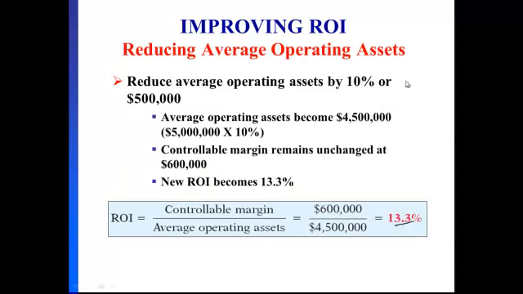And then the third way is to reduce the number of assets that he is using. Now, in this case, he had 5 million in assets. Well, if I can reduce the assets without affecting my sales, then my controllable margin remains the same, 600,000, but my operating assets go down, so my ROI goes up. So you see, a manager at this level is handling three things at all times. He's trying to promote more sales, control costs, and make sure that the operating assets he's using are no more than what he really needs. And in that way, he will maximize his ROI.